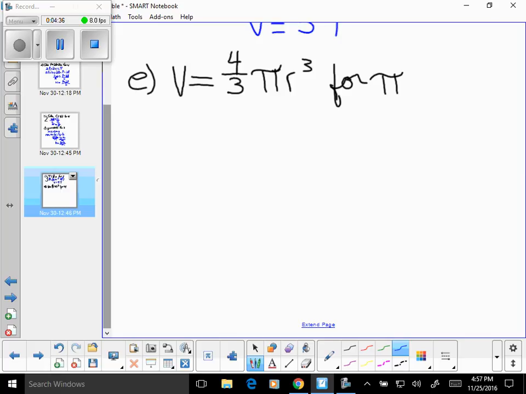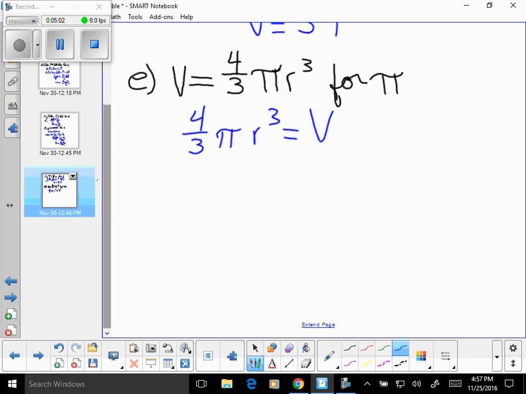Okay, E can look a little tricky. This actually is the volume of a sphere. Volume equals 4/3 pi r cubed. We want to solve for pi. Now remember, we really should not do more than one operation in any step. So I'm going to rewrite it as 4/3 pi r cubed equals V.